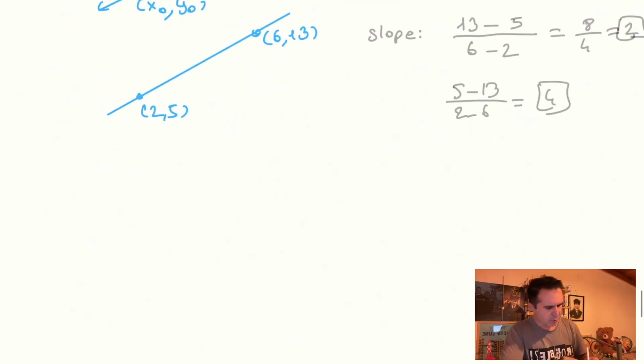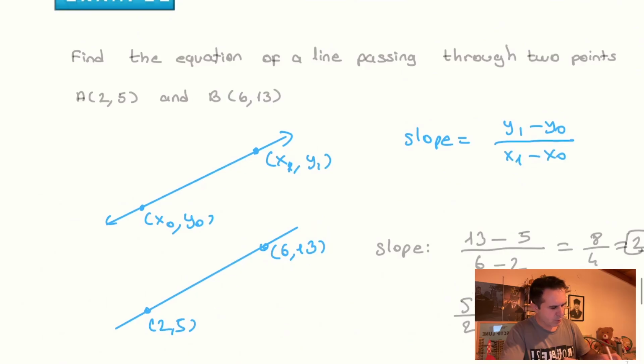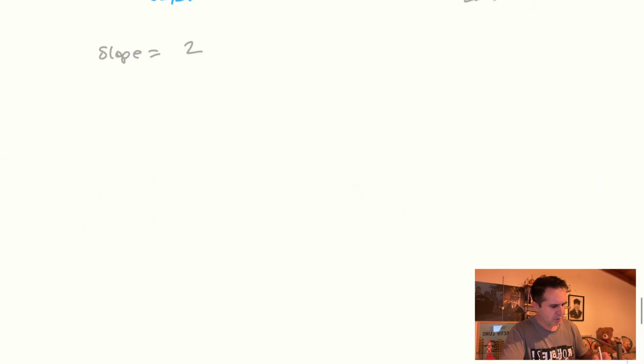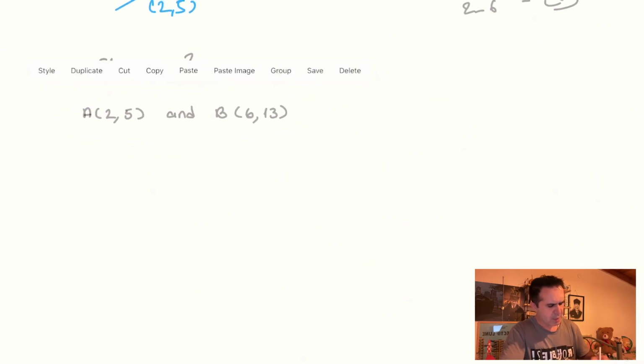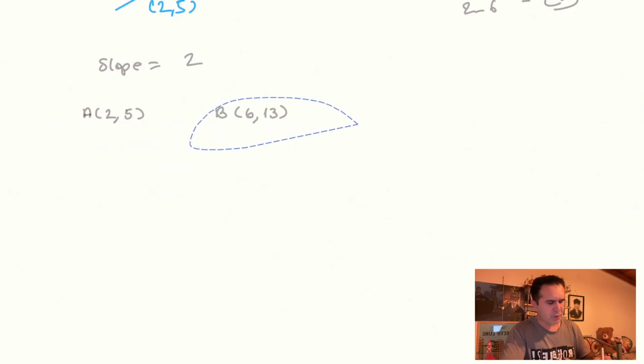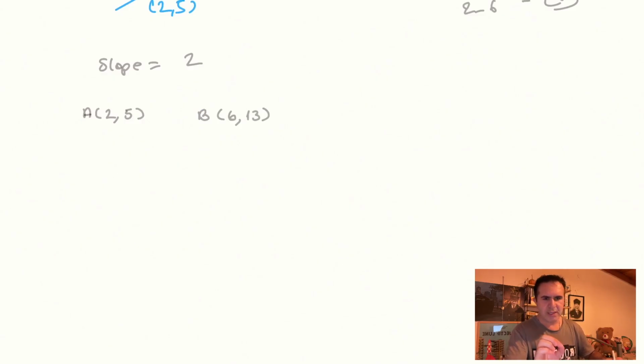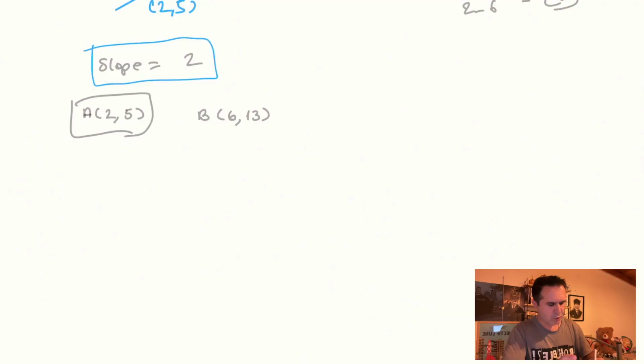Our slope is 2, and our points are there. Now I will use a formula to find the equation of the line. You just need one slope and one point. Which point you choose is not actually important. I will choose here the point A, 2, 5.